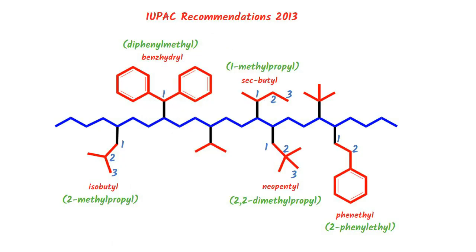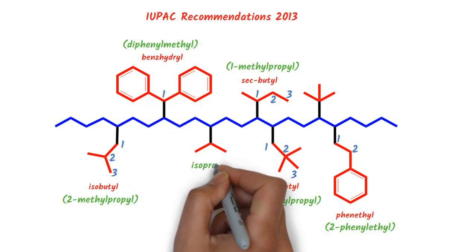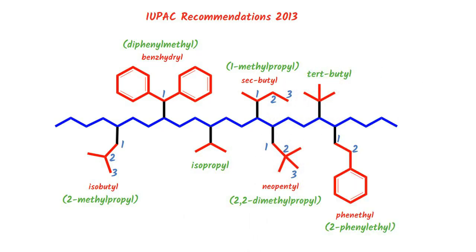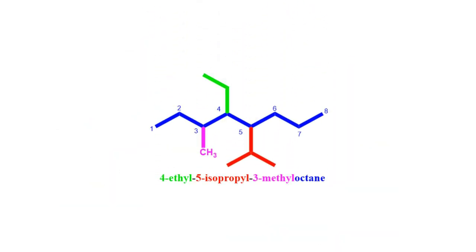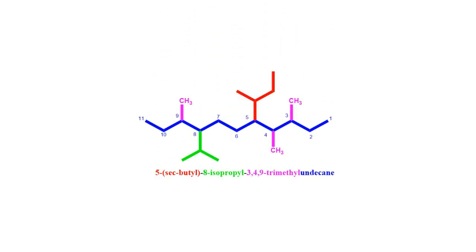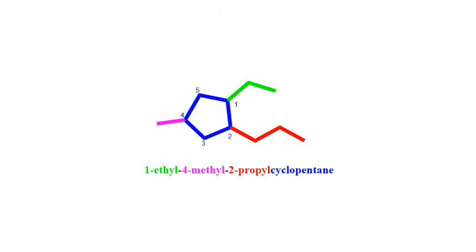As per 2013 IUPAC Blue Book, this group is still called isopropyl. And this group is still called tert-butyl. There is no change in naming these 2 substituents. Here are few examples of alkane nomenclature. But here, 2013 IUPAC recommendations are not taken into consideration while naming the substituents.